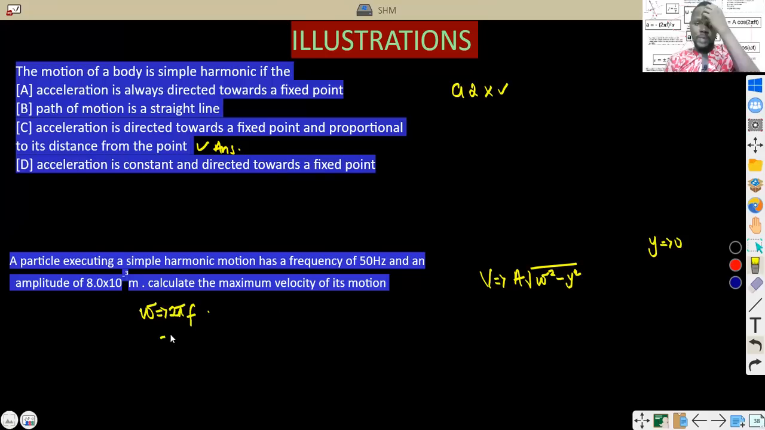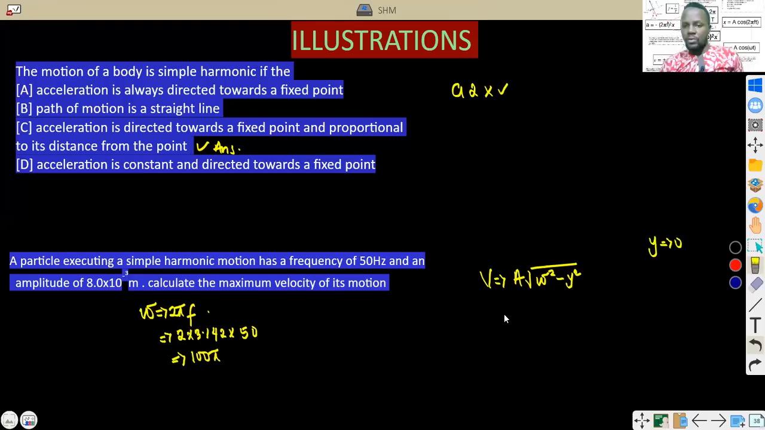So we can say omega is 2 pi f, where pi is 3.142. In terms of revolution, 2 times 3.142 times the frequency, which was 50. You can go by your calculator to get 100, or you say 100 pi. I don't have time, so I want to give the answer in terms of pi. Maybe it will help us.